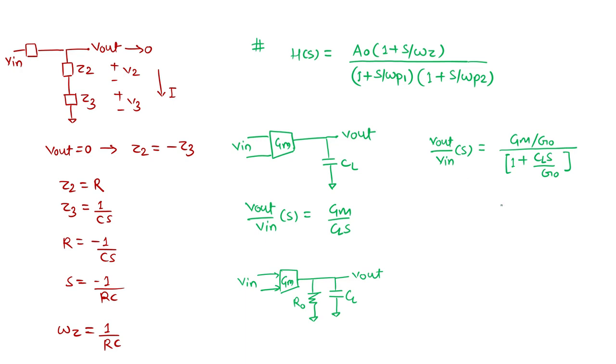So what is appearing from here? My A naught is GM by G naught, which is nothing but GM R naught. What is my omega P1? From here, we can see omega P1 is nothing but G naught by CL, also called 1 upon R naught CL, which was 0 previously, now has some finite value greater than 0, because the output impedance of the GM cell is considered.